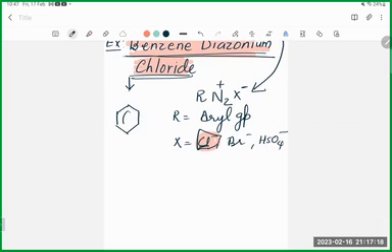Benzene, and on the benzene there is N2, diazo means 2 nitrogens, and it is plus because the IUM suffix is present. Sodium, potassium, all are metals and they contain positive charge after losing the electron. So the IUM suffix mainly comes for the positive ion that is forming. Cl minus, so it is BDC, benzene diazonium chloride. Don't write this BDC shortcut in your exam. Okay, Hridaya? Yes, ma'am.